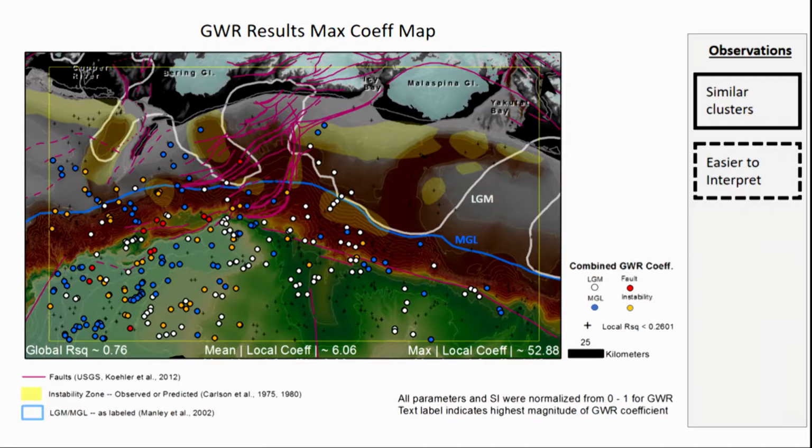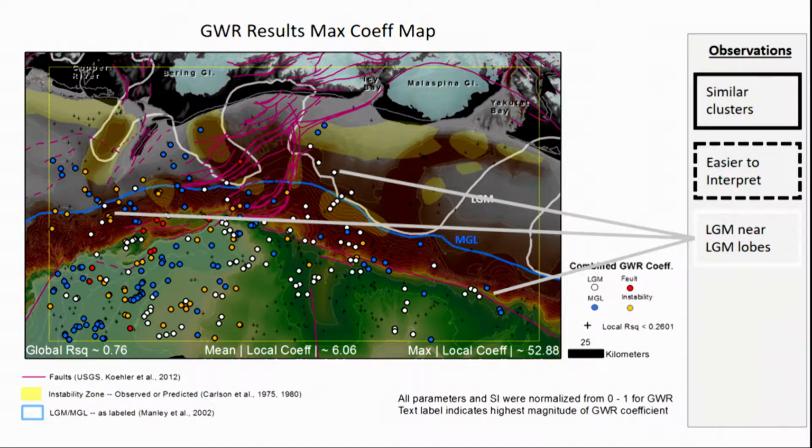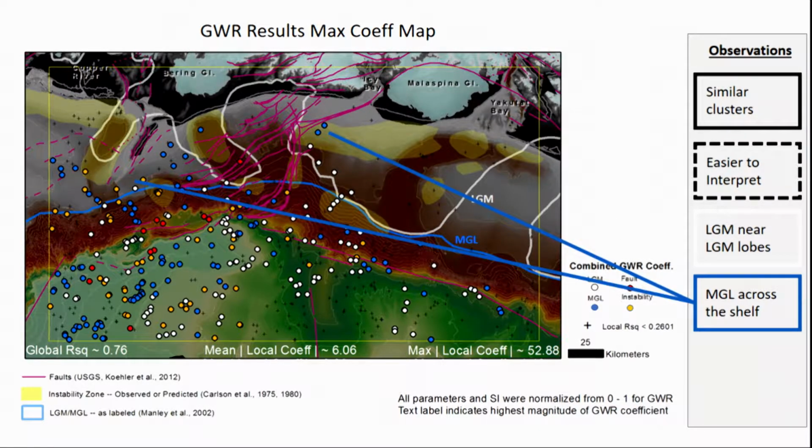We can simplify a little bit, and what I've done here is remove the pie chart and plot only the color of the maximum coefficient. We can see that there are similar clusters. We still have a zone towards the middle and west where we have a cluster of red, and that means that the fault is the dominant process. We have the same little cluster of instability. We noticed these white points near where the LGM had prominent lobes. We can see that the MGL had dominance more well distributed across the shelf in comparison.